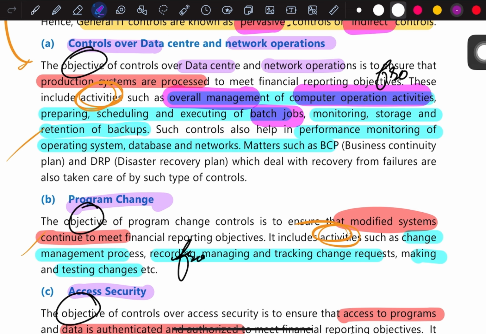Then monitoring, storage, and retention of backups. So these controls help in performance of monitoring of operating system, database, networks, and matters such as BCP, business continuity plan, and DRP. So you can remember this point. So BCP and DRP. Okay. So these are the activities included here. What is the first one? Overall management of computer operation activities. Then we have preparing, scheduling and execution of batch jobs. Then monitoring and storage and retention of backups. Then you also have BCP and DRP, business continuity plan and disaster recovery plan.